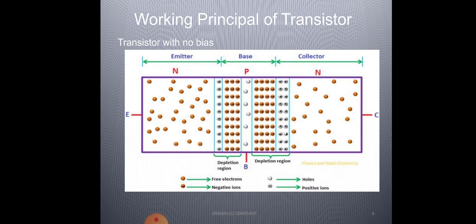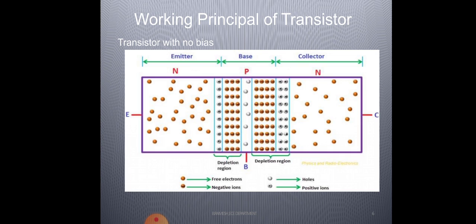Okay, so working principle of transistor with no bias. Transistor with no bias means, this is the internal structure when you consider the NPN transistor. The emitter region has a large number of charge carriers, and the base region has holes. Emitter region electrons, and base region holes.